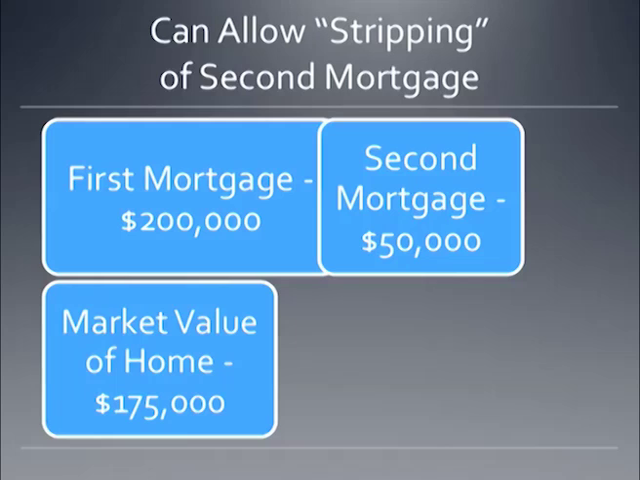Now, let's say instead of doing a short sale or a deed in lieu, you say, I want to keep the house. I do. But the payments are pretty high. I'm paying $500 a month maybe on the second mortgage, and it's going to be 10 years before I ever have equity again. So, I don't know about that.